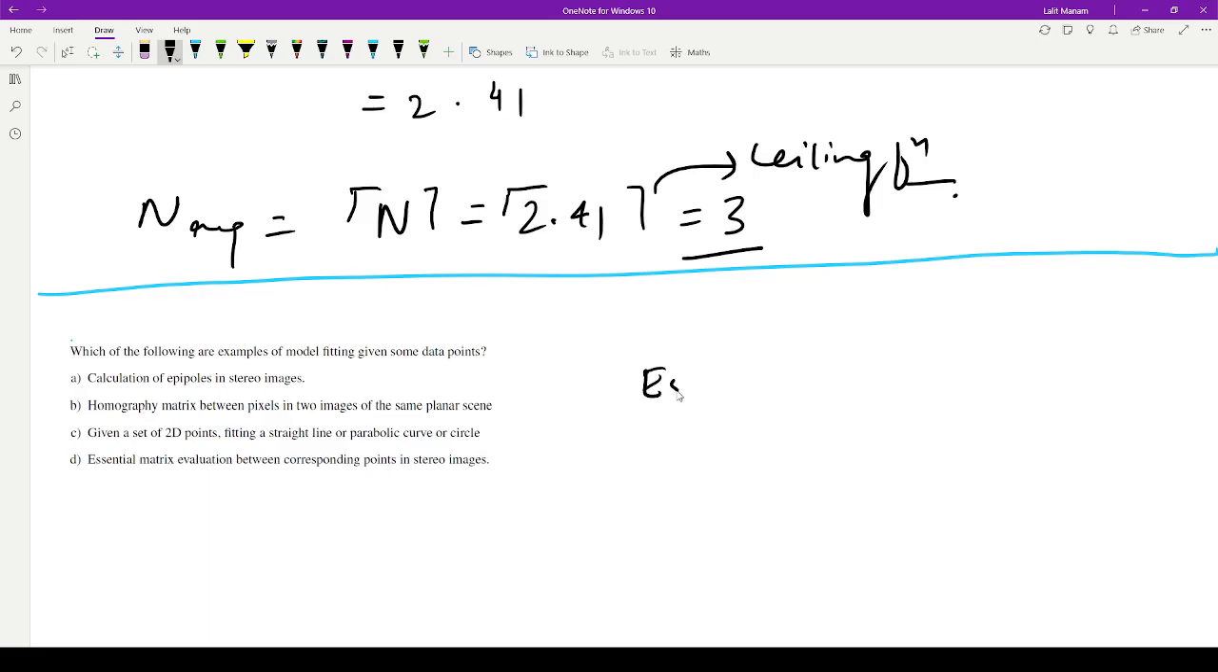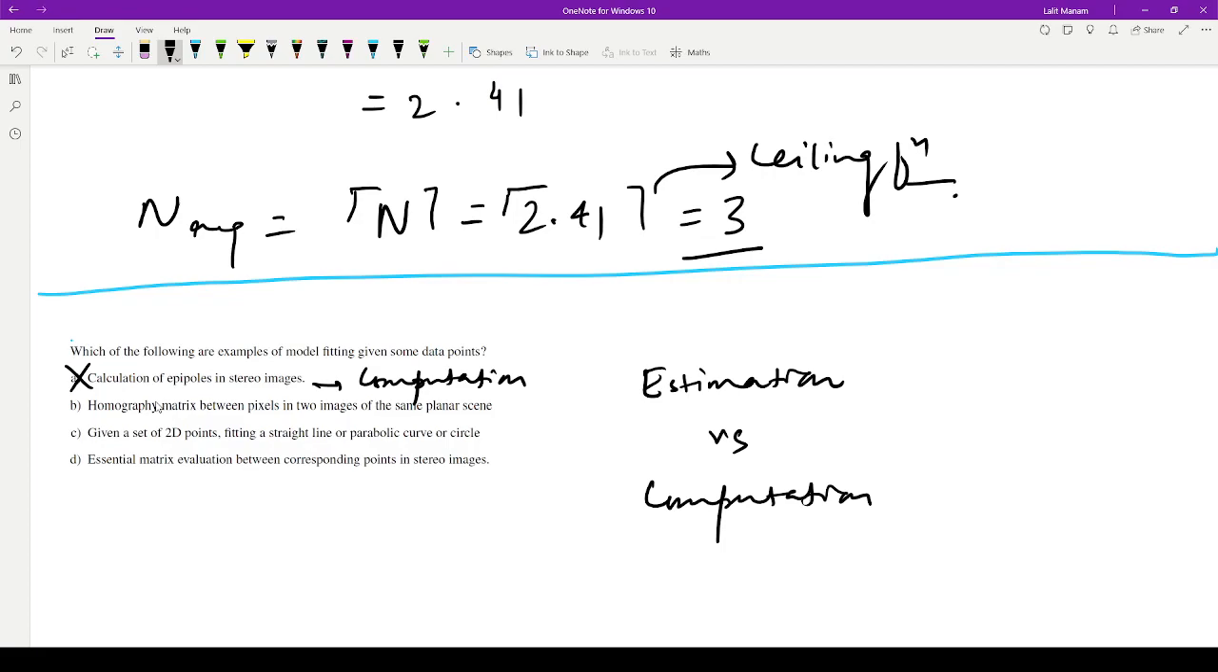So here the question arises of estimation versus computation. This is just a matter of computation, by the way, since you have the formula. So this is not a model fitting problem.